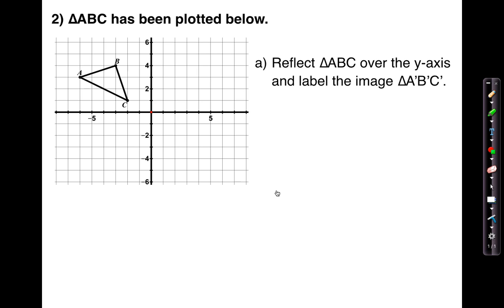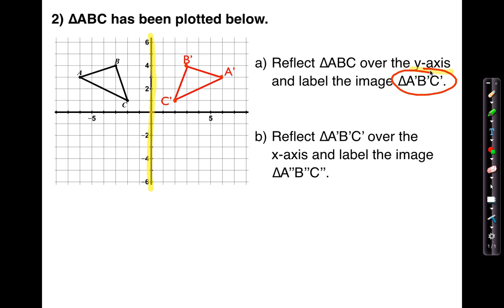It says number 2, triangle ABC has been plotted below. A, reflect triangle ABC over the y-axis and label the image A prime, B prime, C prime. So real quick, it's asking us to reflect it off of the y-axis, which is this axis here. Just a quick reminder, if you've forgotten how to do that, you just check to see how far it is apart from the line. So it's 2 to the left, so I'm going to go 2 to the right. Here it's about 6 away, so I'm going to go 6 in the opposite direction. Here it's 3 to the left, so I'm going to go 3 to the right. And that's going to make the new shape for me. So notice I did label it A prime, B prime, C prime.